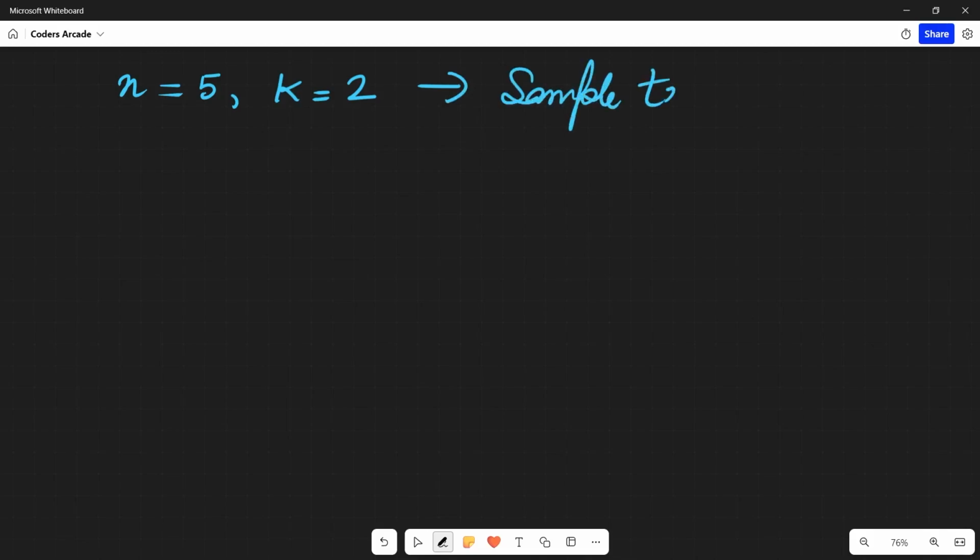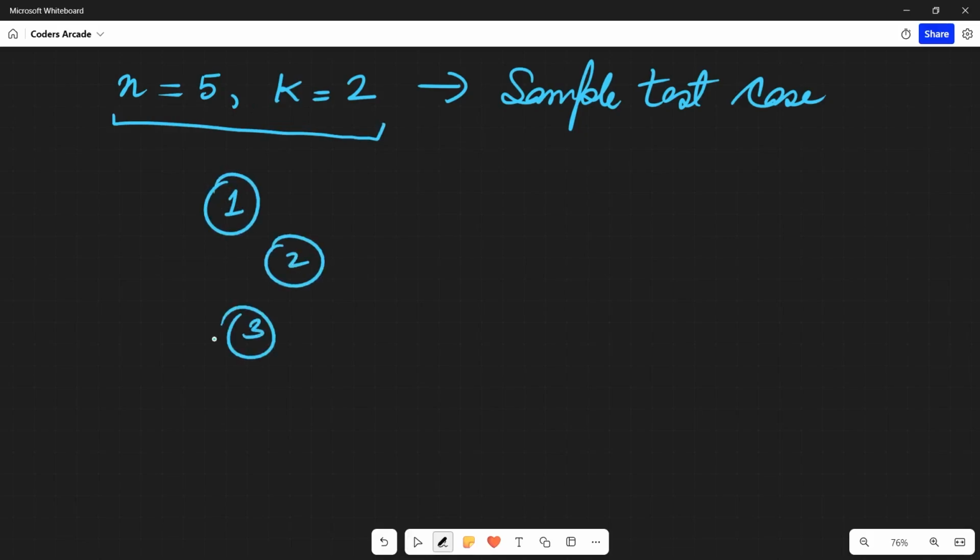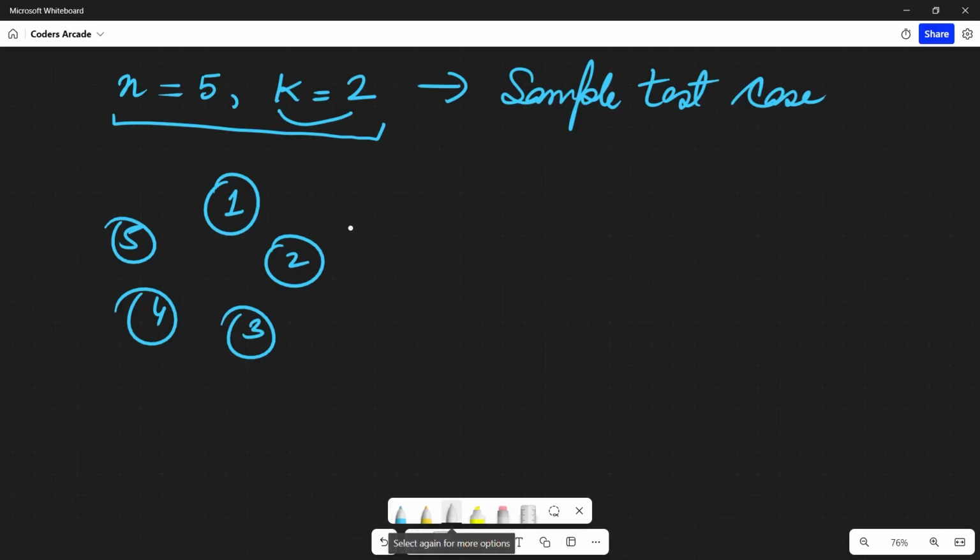Okay, so here we see that we have a value given n equal to 5 and we have another value given k equal to 2. So in this first sample test case, we have these two values, the value of n is 5 and the value of k is 2. So what it means is we have 5 friends who are actually sitting in a circle and we have to count k. Okay, this count is given, so let me take a different color, and we have to start counting in clockwise direction only. Okay, something like this.